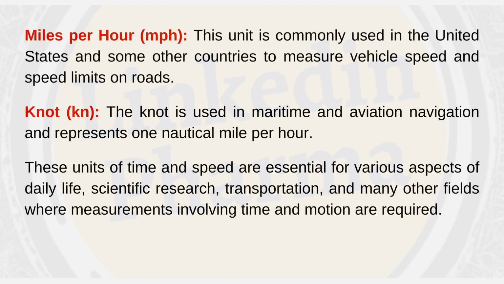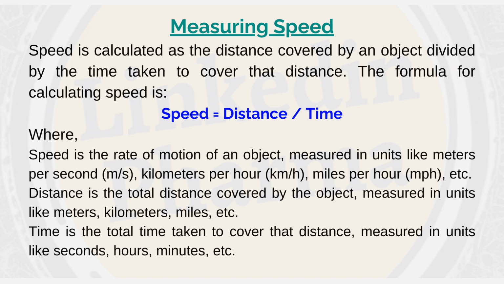These units of time and speed are essential for various aspects of daily life, scientific research, transportation, and many other fields where measurements involving time and motion are required. Measuring speed. Speed is calculated as the distance covered by an object divided by the time taken to cover that distance. The formula for calculating speed is speed equals distance divided by time, where speed is the rate of motion of an object, measured in units like meters per second, kilometers per hour, miles per hour.